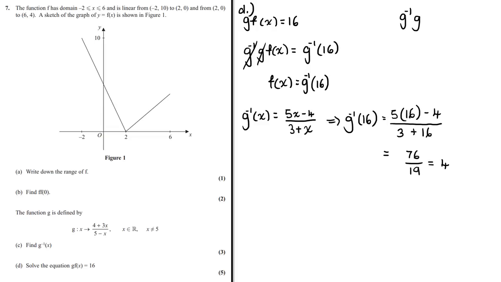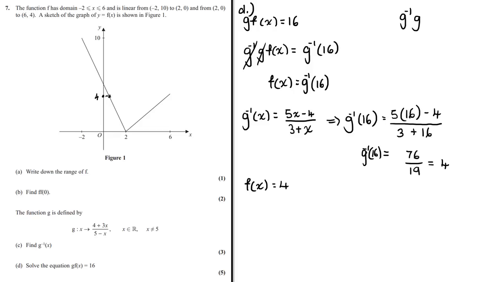So what I've got now is f of x is equal to g inverse of 16, but g inverse of 16 is equal to 4. So what I've actually got now is f of x equals 4. So if we think about this, if we look at our figure 1 here, what we're looking for is the points where the function f of x is equal to 4.